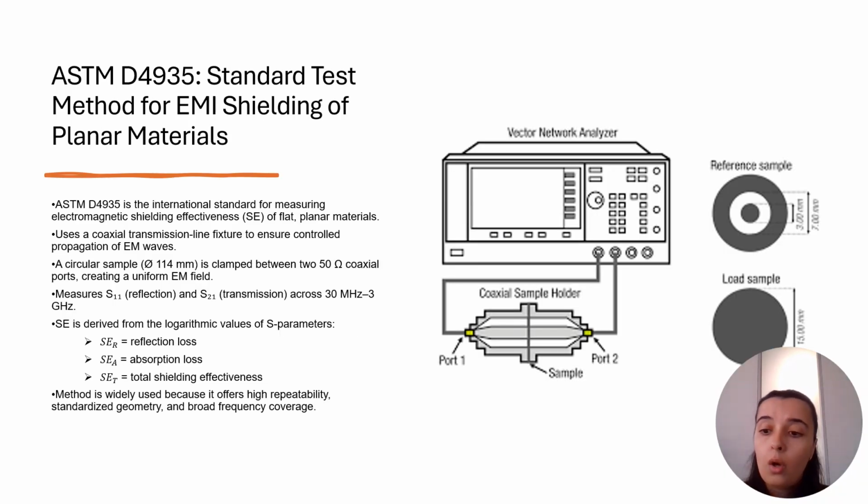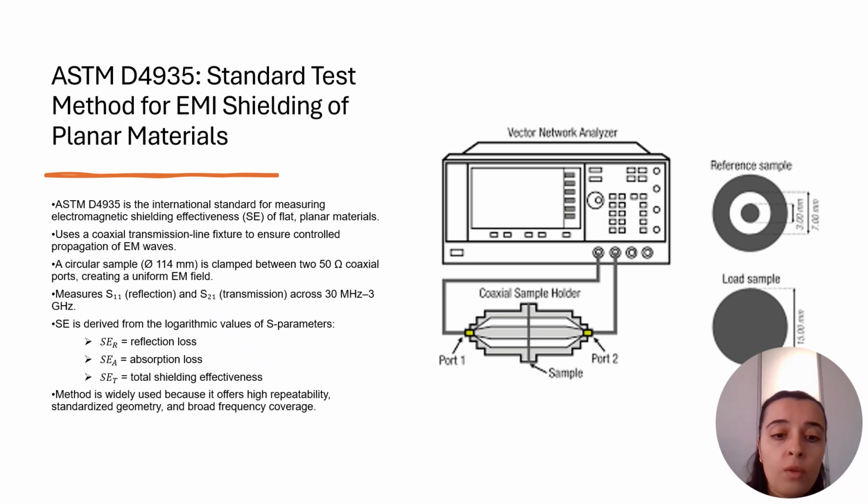What is ASTM for the ones that don't know? It's a standard testing method for measuring electromagnetic shielding using coaxial transmission lines. Between port 1 and port 2 is placed the sample, in our case the polypyrrole-based composite. It has a defined geometry and is standardized for measurement of the reflected and the transmitted wave.